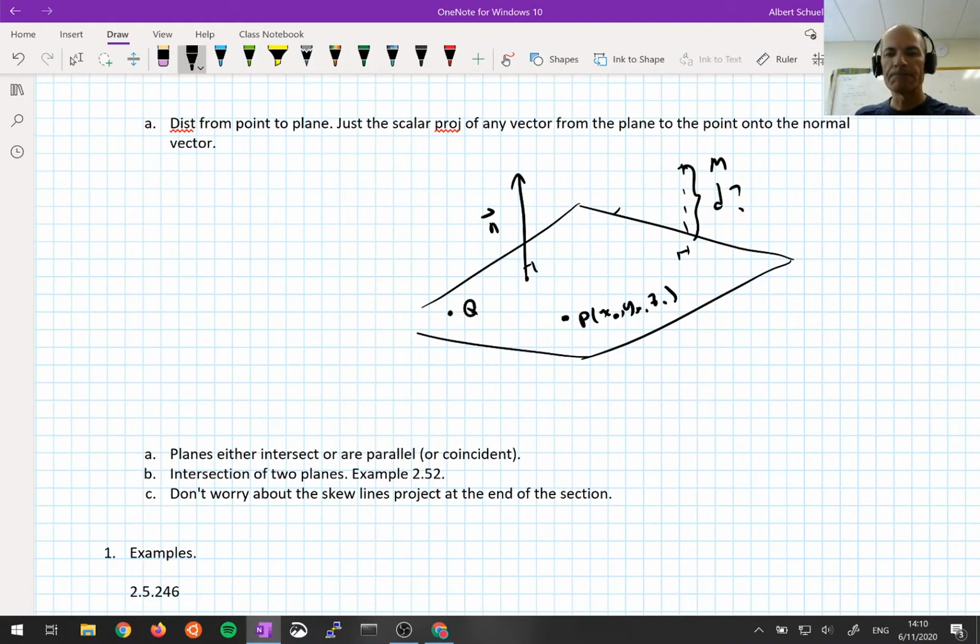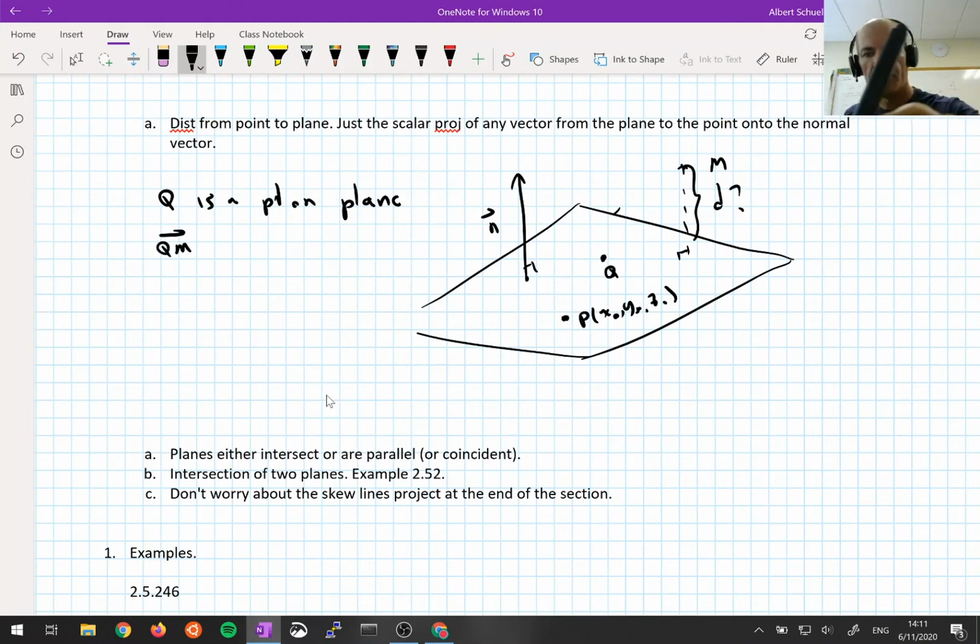All right, so honestly, it could even be P. Doesn't really matter. In fact, let's just keep it as P. We won't introduce, you know, we'll call it q. So find another point, find a point on the plane and construct the vector q to m, just like that.